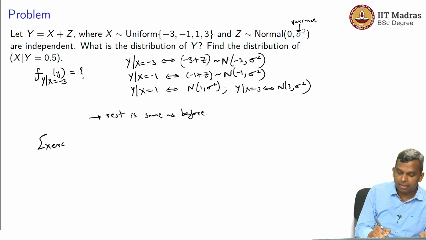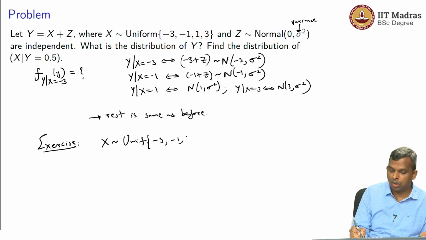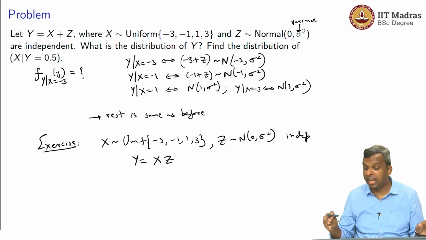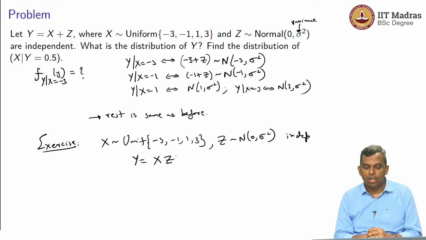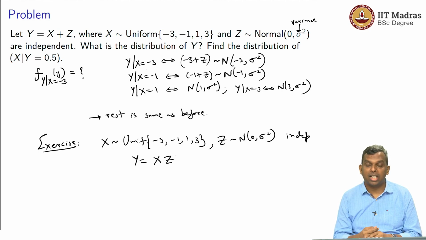In this exercise, X is the same uniform on -3, -1, 1, 3, and Z is normal with mean 0 and variance sigma squared. These two are independent. Then I'm going to say Y equals X times Z. Instead of X plus Z, I'm going to give you X times Z. This is an exercise for you. If Y is X times Z, what is the marginal distribution of Y? What is the conditional distribution of X given Y equals 0.5, or anything else like that?